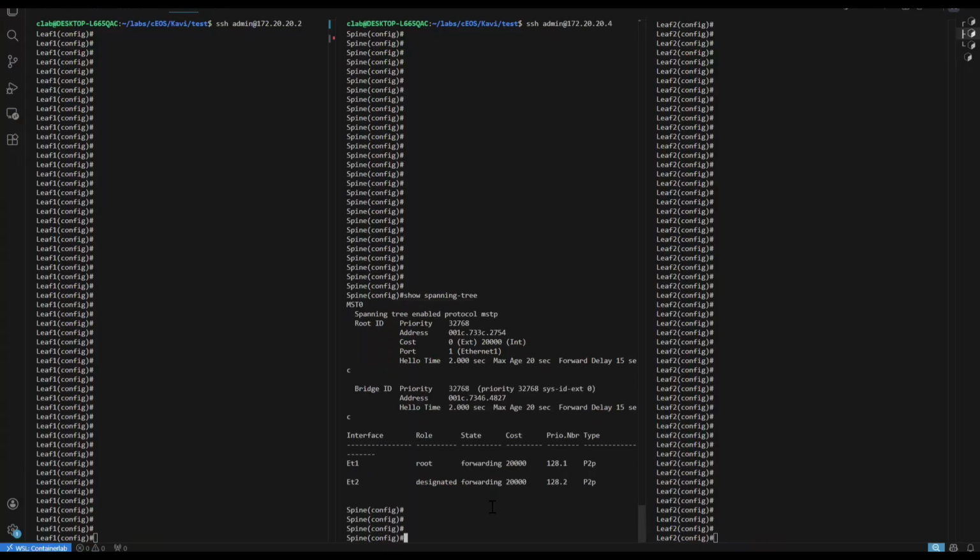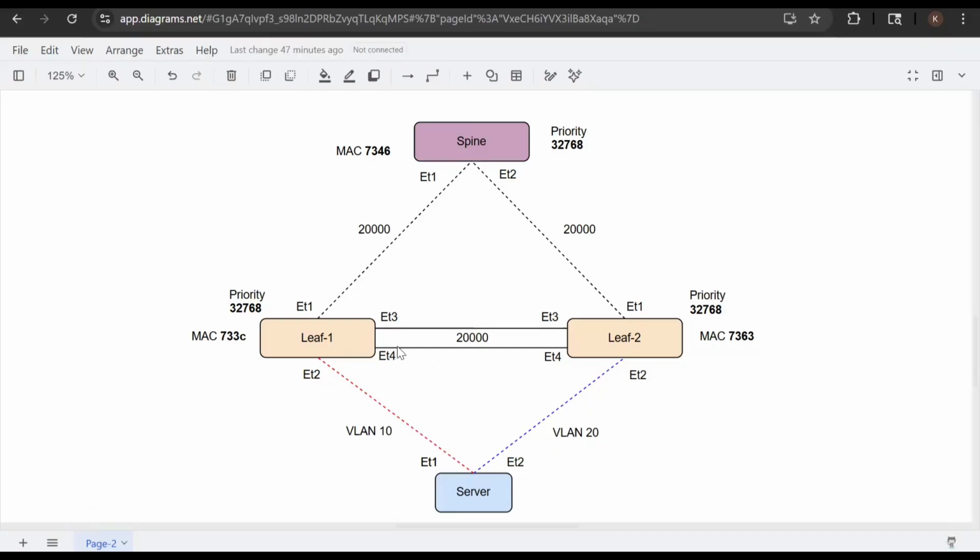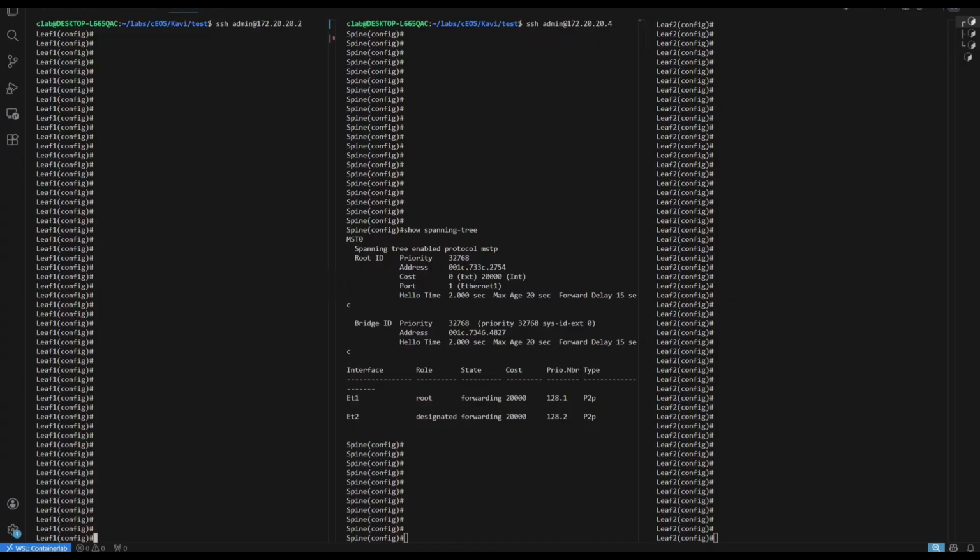Now, show spanning tree. You can see the spine is not the root. Let me go back to the topology. Right now, all the switches have the same priority, so the next deciding factor is the MAC address, and leaf 1 has the lowest MAC address among the three switches. So leaf 1 is expected to be the root bridge of this setup. Servers don't participate in spanning tree, so we don't have to worry about it.